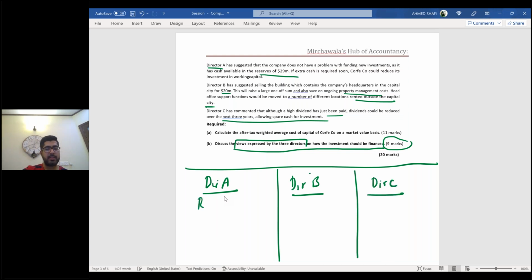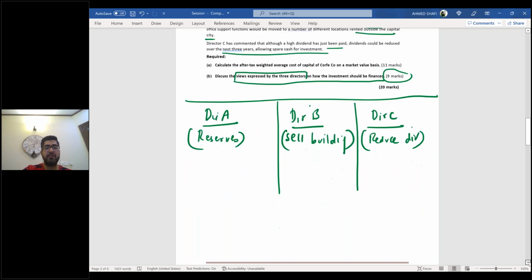This director has said use reserves. This director has said sell the company's building. And this director has said reduce dividends. So you need to discuss the views of each director. Now the problem is when students are asked to discuss the views of each director, students say we don't know the meaning of this. But what is meant by this?